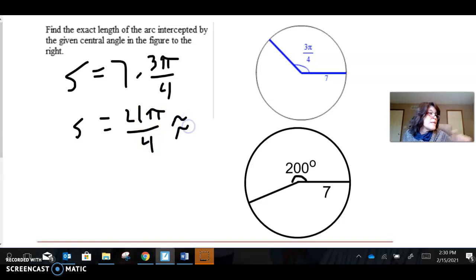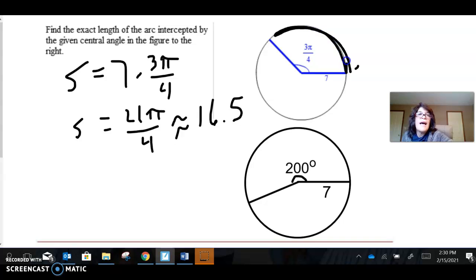Now, for me, when we're talking about a length, I sometimes like to get the approximation. So I might take 21 times pi and divide it by 4 and say it's 16.49. I'm going to say it's about 16 and a half. Okay, and then I look at it, I'm like, if this is 7, does it make sense that this distance is about 16 and a half? Okay, and it does to me. Okay, is that all right?